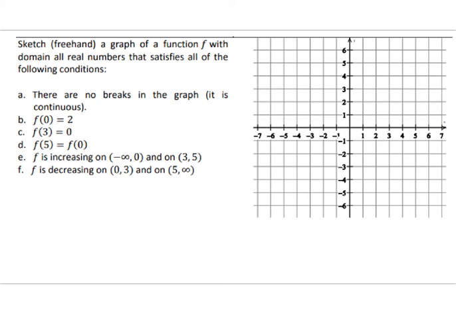This one gives you a few points to use, so let's talk about that. We have f of 0 equals 2. We have f of 3 equals 0. We have f of 5 equals 0. We have some description of this being increasing. Sorry, f of 5 doesn't equal f of 3. f of 5 equals f of 0, which is actually 2, and that makes more sense.